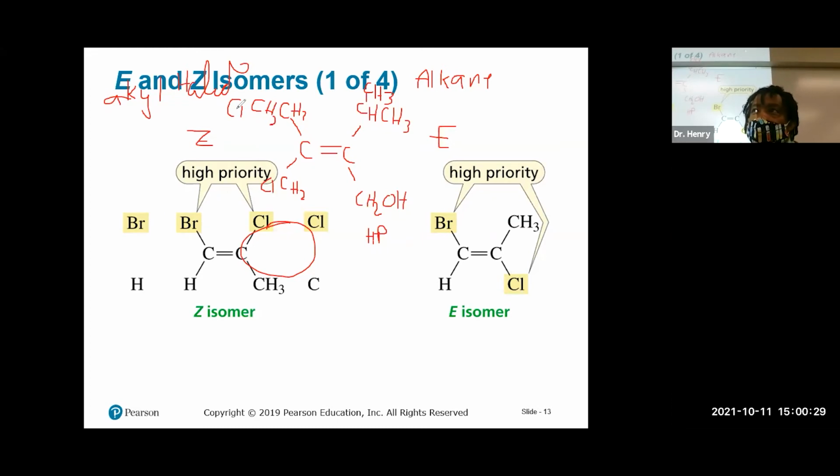So, which one is going to have the strongest electronegativity in this case? Between these two alkyl halides, the bottom. Okay, so then this is going to also have a higher priority. So HP, so we have high priority on both sides. Is that going to be Z, or is that going to be trans? I mean E. Sorry, Z. Okay, so this guy would be a Z isomer.